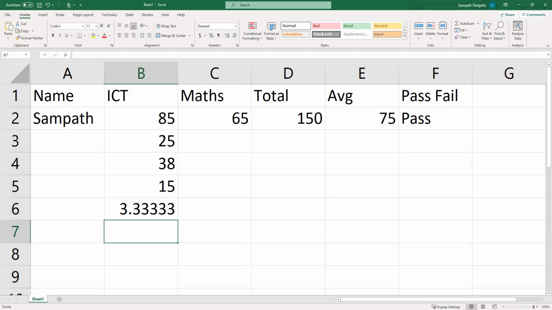Then exponentiation, meaning the power. So let's say 2 to the power 10. So that is the hat mark we are going to use, and 10. So I forgot to put the equal sign.